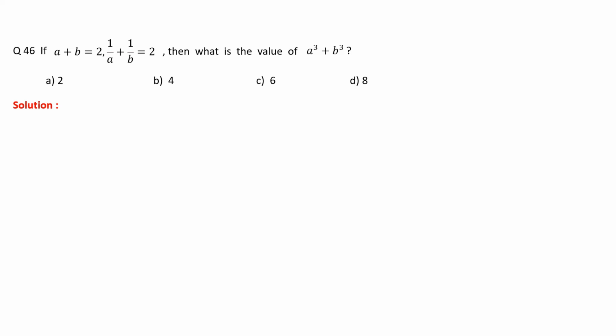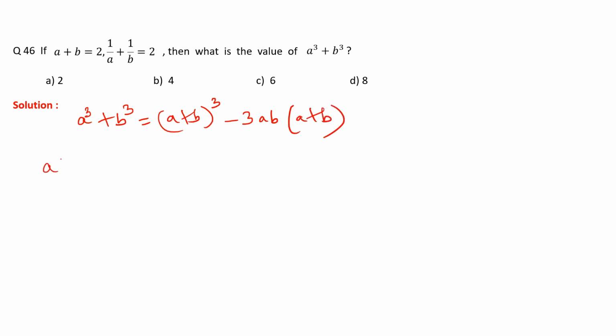Now students, this is again a simple problem. The question says if a plus b equal to 2, 1 upon a plus 1 upon b equal to 2, then what is the value of a cube plus b cube? Now first of all, let's write the formula for a cube plus b cube. It's a plus b whole cube minus 3ab into a plus b, right?